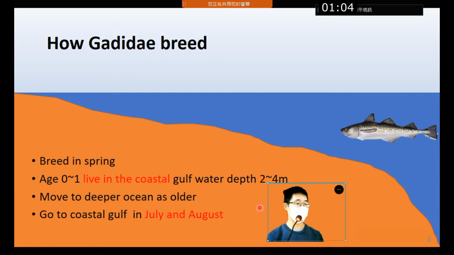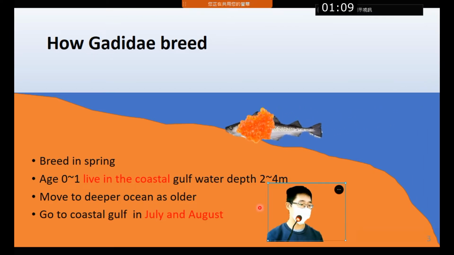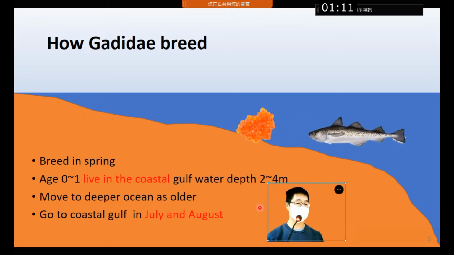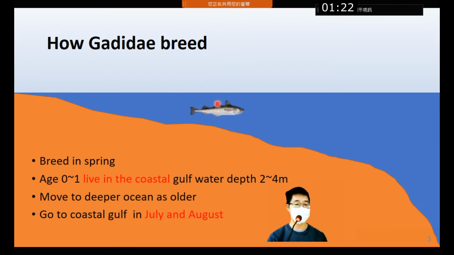First, the adult gadid will breed in spring. And the age 0 to 1 gadid will live in the coastal Gulf, and the water depth is 2 to 4 meters. And when they get older, they will move to the deeper water.